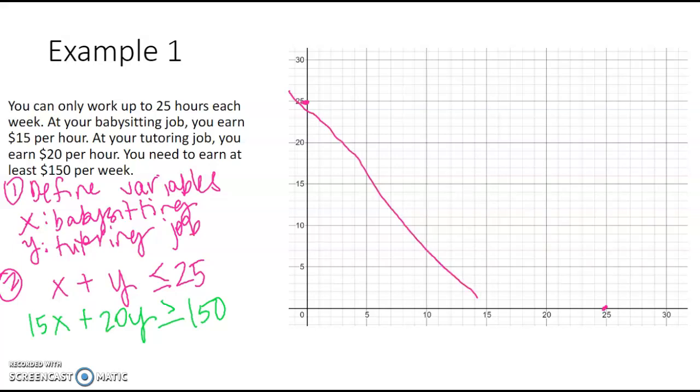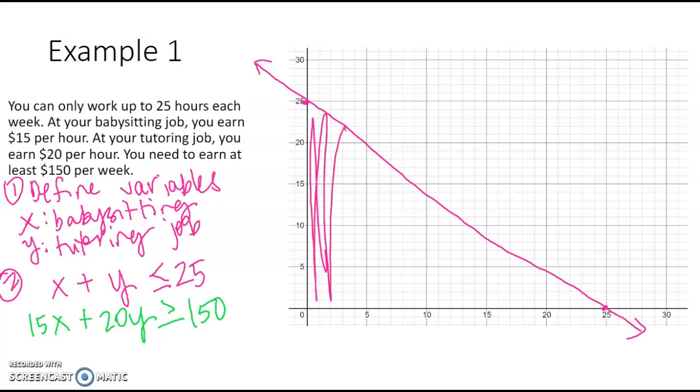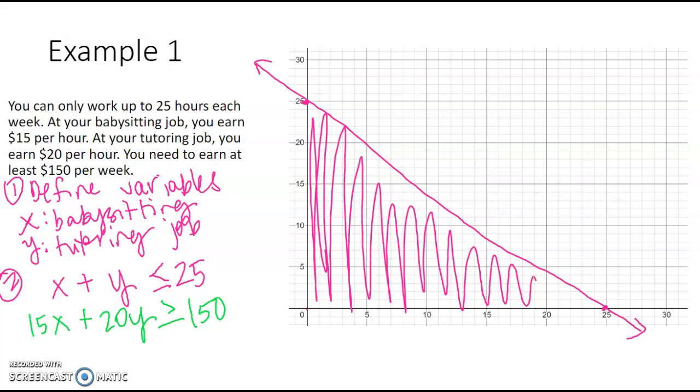I'm going to connect them. Oh, that is a horrible straight line. Sorry, hold on one sec. That is going to be a straight, solid line because my inequality symbol is less than or equal to. Now I want to pick a point and test it to see if it satisfies. So I'm going to pick the point (0, 0). 0 plus 0 is less than 25, so that satisfies my linear inequality, so I'm going to shade below this line.